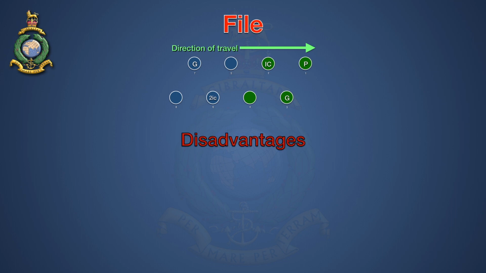Disadvantages of the file formation. It's poor to respond to front or rear attacks. Again, a bit like with the single file, you're limited in who's at the front and who's at the back. It's good to respond to left and right attacks, but poor to respond to the front and back. If you were contacted from the front or rear here, initially only 2 members of the section would be able to respond.